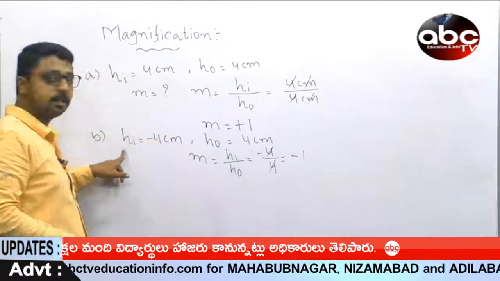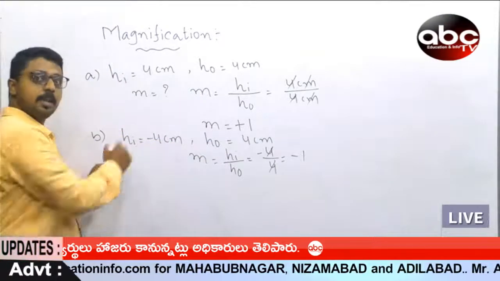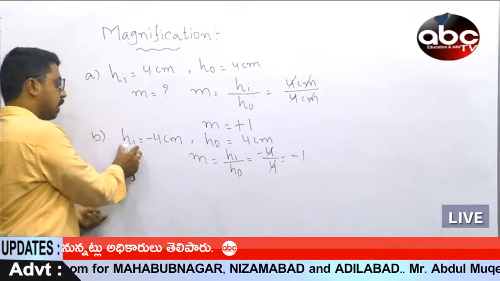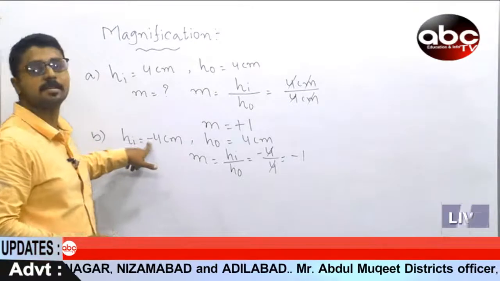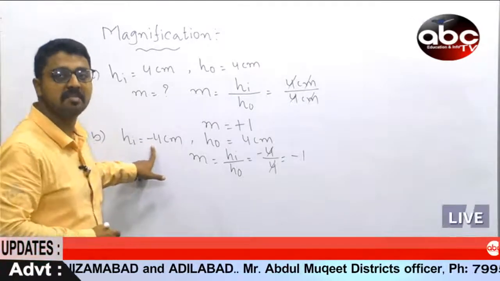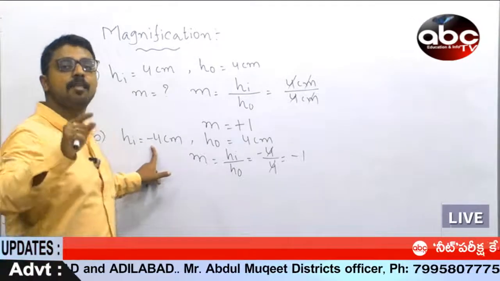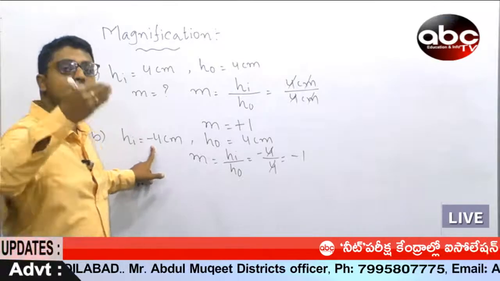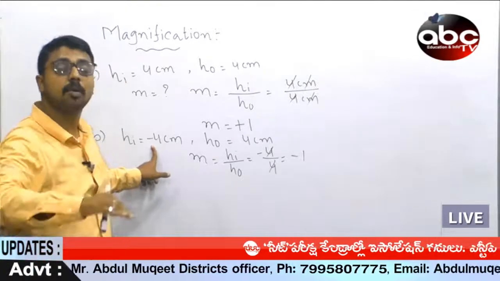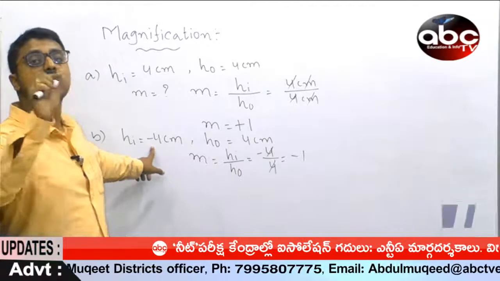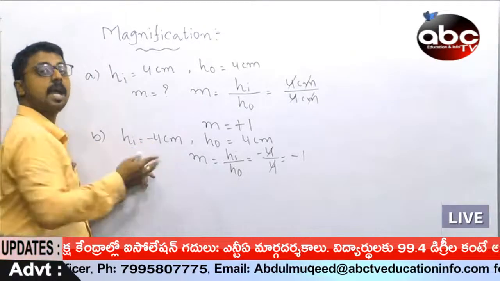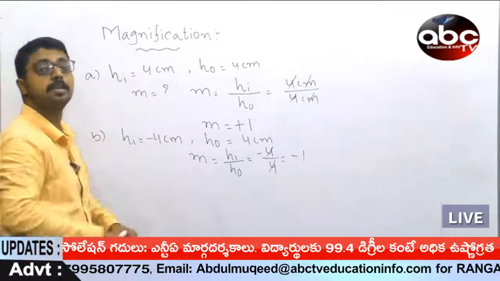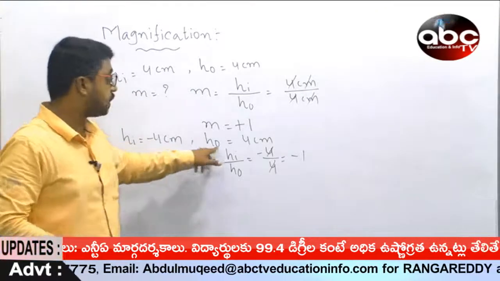Whereas if you take this one, it is a real image. You can tell as soon as you see it. Why? Image is formed below. How can you say minus? Just now I have told you the sign conventions. If an object or image is below the principal axis, we indicate the height with minus. Height is indicated by minus. So naturally, height of image is minus 4 centimeters, and height of object is 4 centimeter.